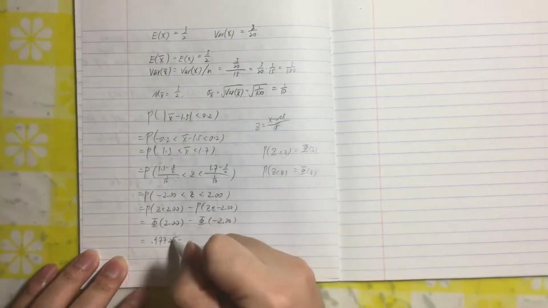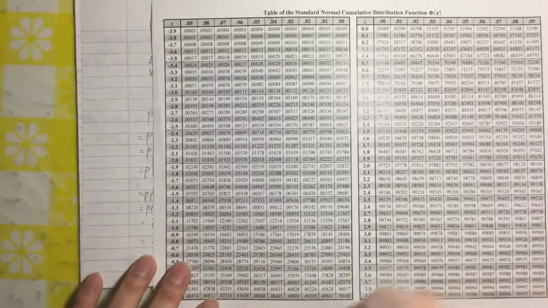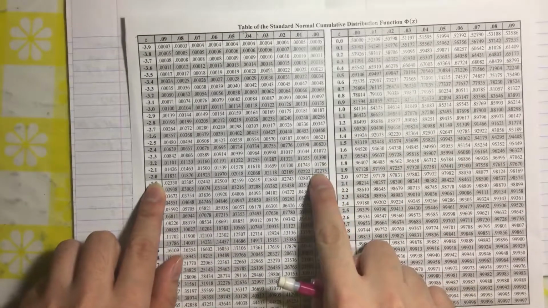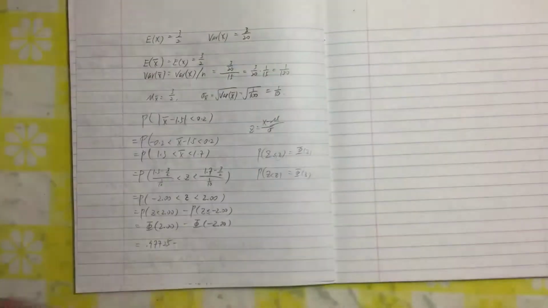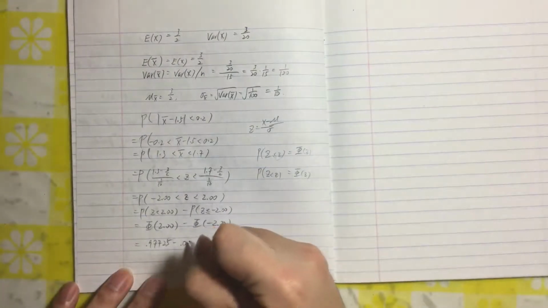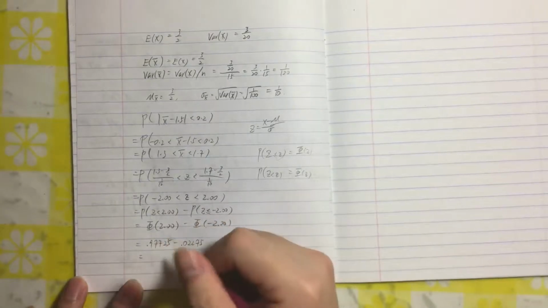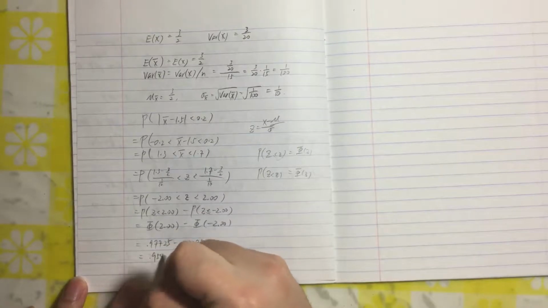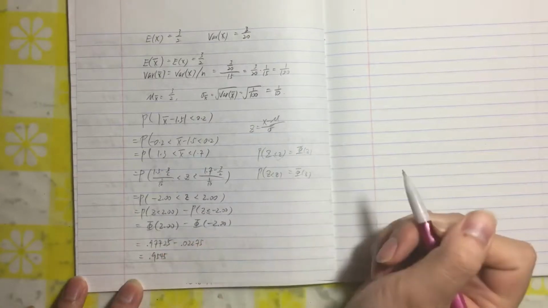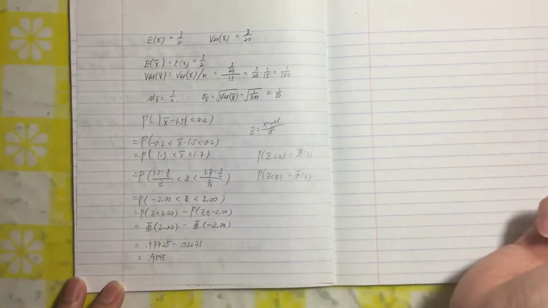0.97725 minus phi of negative 2.00. Negative 2.00 is here. It's 0.02275. Then subtract. I get 0.9545. That's the probability that the absolute value of S bar minus 1.5 is less than 0.2.